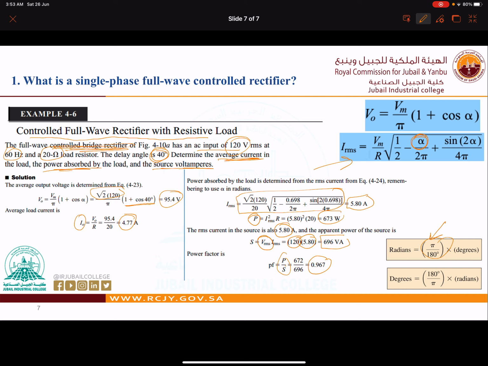We know that S is the addition between the active and reactive power, right? Because we don't have reactive power here, it is almost the same as the power output. So they are almost the same, right? So we don't have much losses. That's why we have a very good power factor.